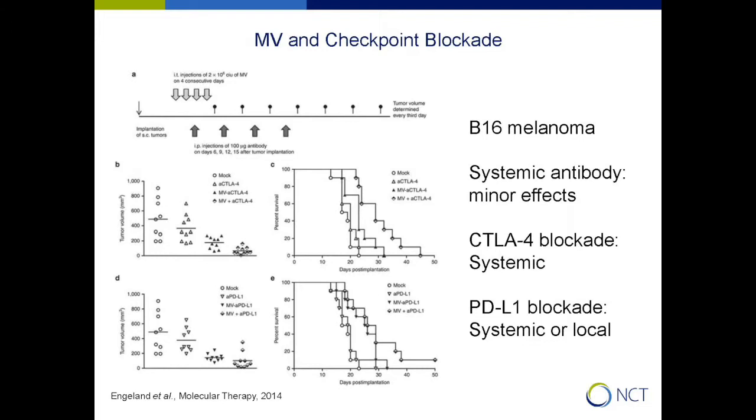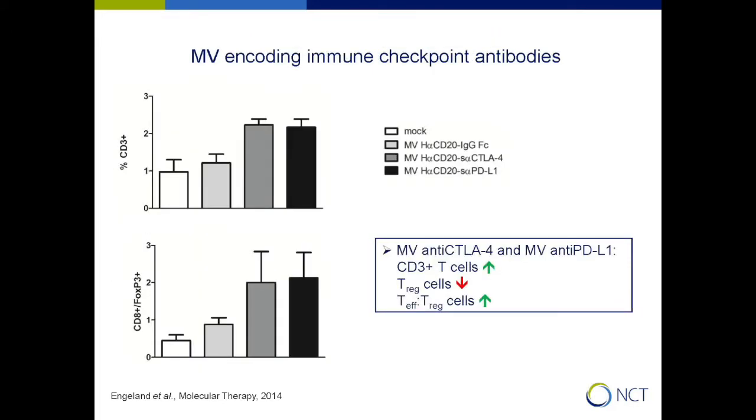We also went further to analyze tumor-infiltrating lymphocytes, and we saw that treatment with measles encoding checkpoint antibody leads to an increase in total T cells, so this is FOXP3 negative CD3 positive cells, and an increase in the ratio of T effector to regulatory T cells, indicating that the treatment led to a shift towards a favorable immune profile in these tumors.